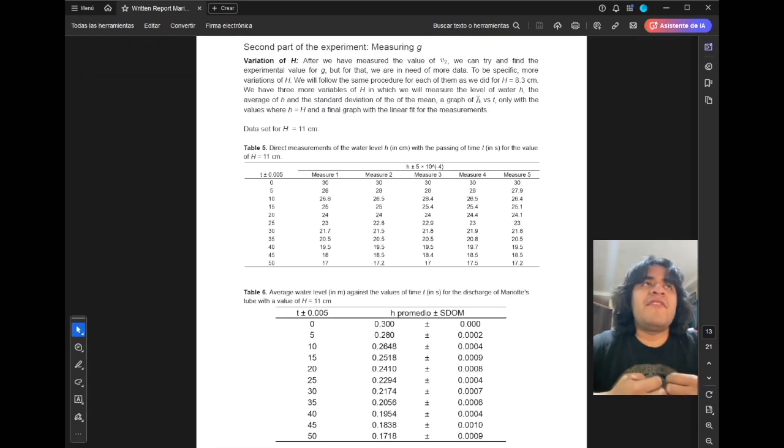Moving to the second part of the experiment, now our new goal is to determine an experimental value for g. To determine a good experimental value, we need more data, and in order to do that, we repeated the previous process for different values for capital H, which, if we remember, is the distance between the atmospheric tube and the drain tube. The initial data was determined for 8.3 centimeters, and our new datasets will contain information for 11 centimeters, 14 centimeters, and 17 centimeters. Or in other words, we will increase the value for H.